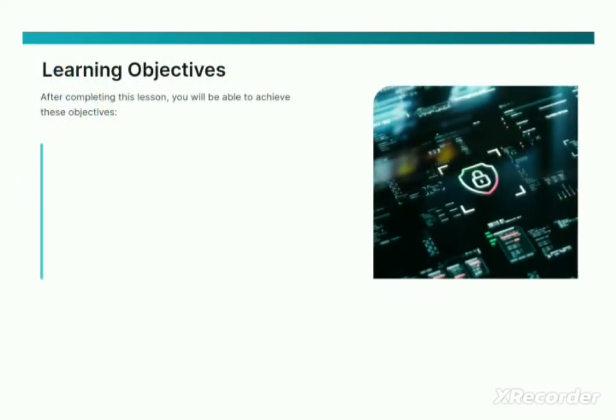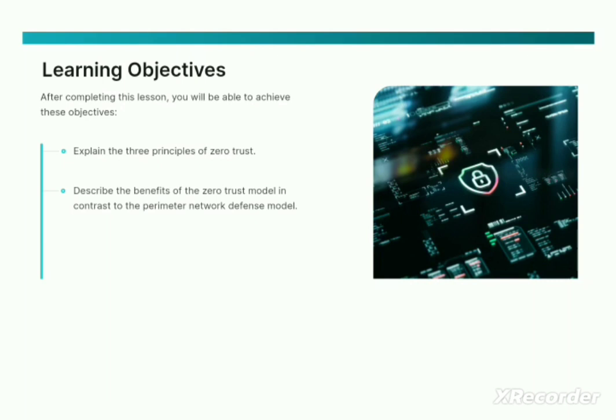After completing this lesson, you'll be able to achieve these objectives. Explain 3 principles of zero trust. Describe the benefits of the zero trust model in contrast to the perimeter network defense model. Describe some of the methods used to implement zero trust security.